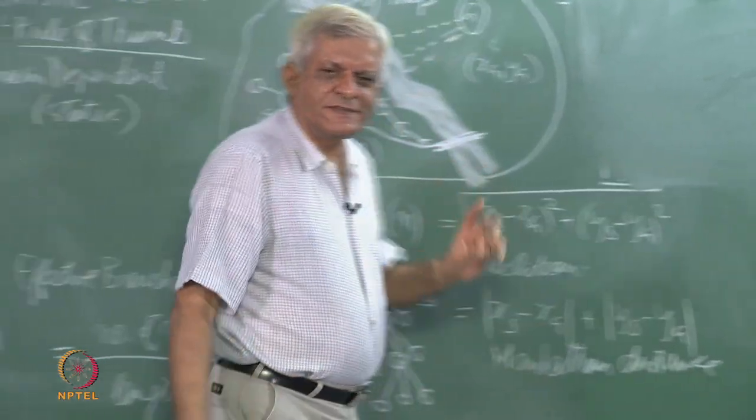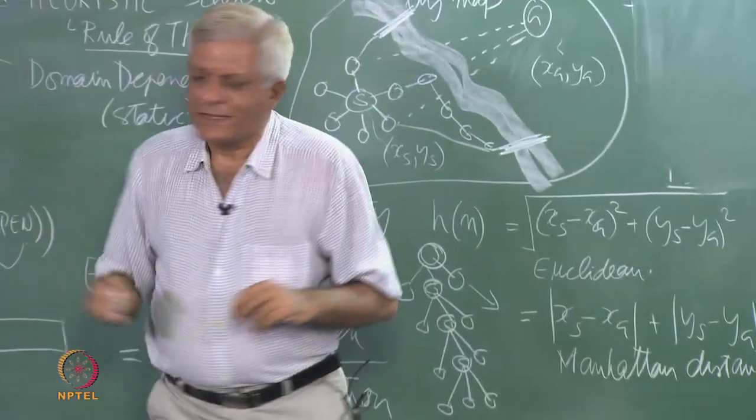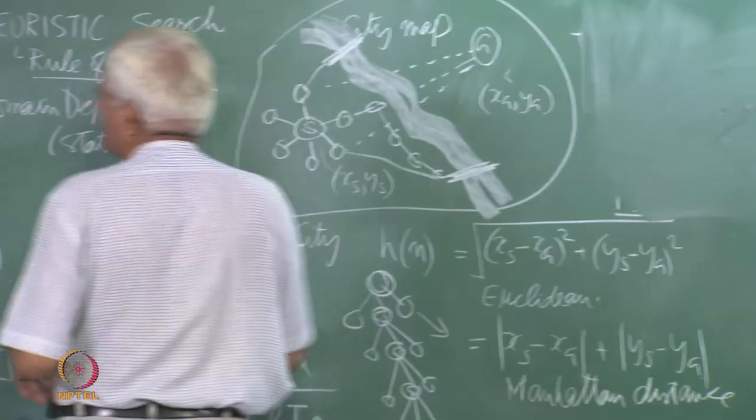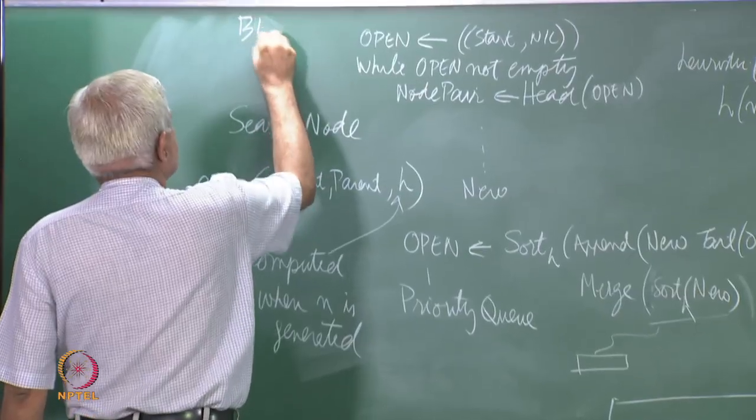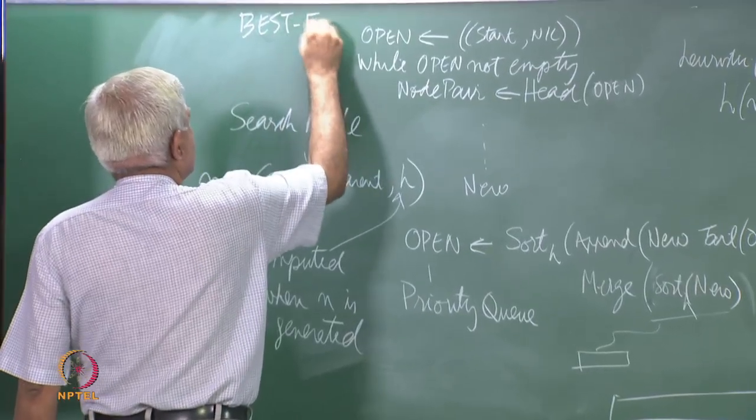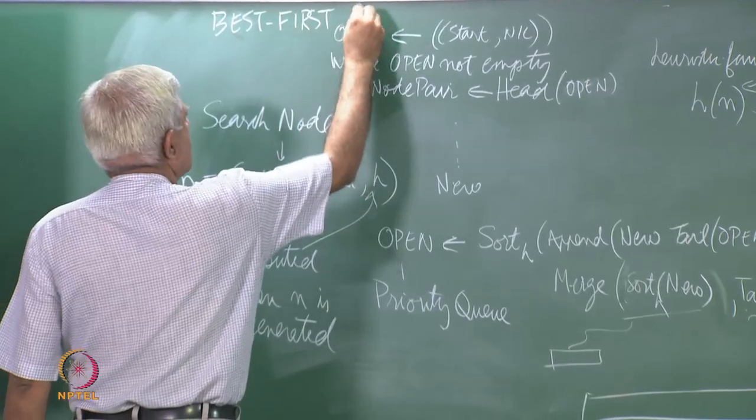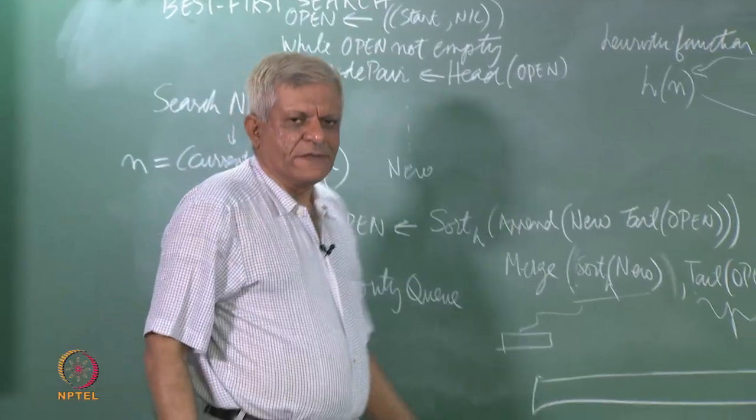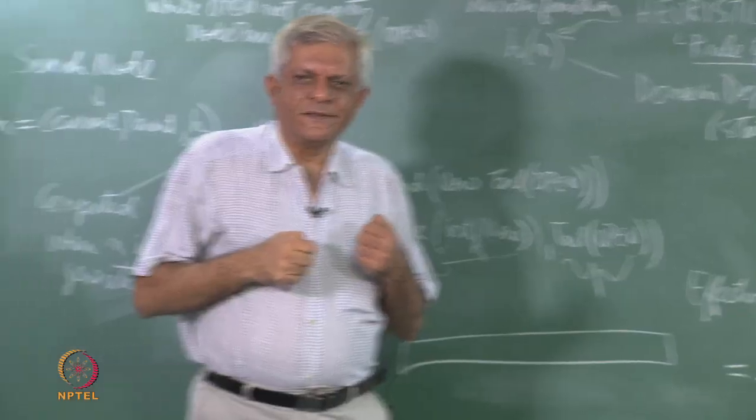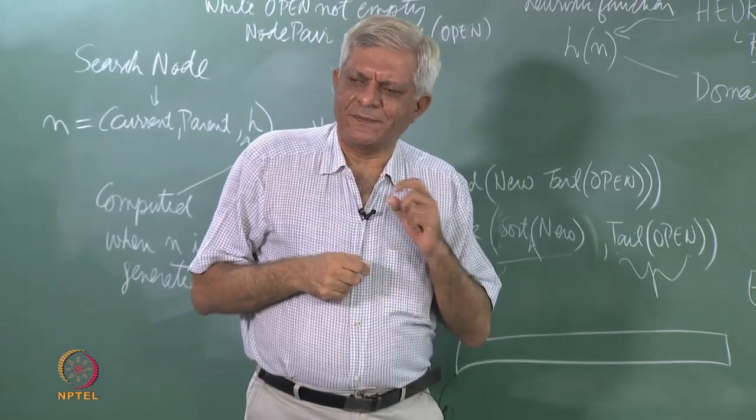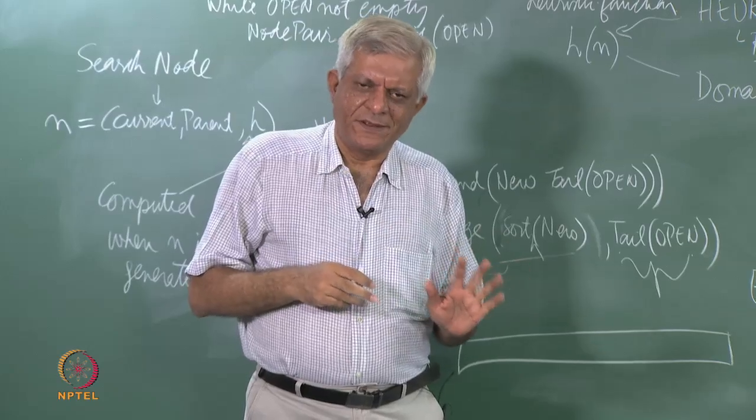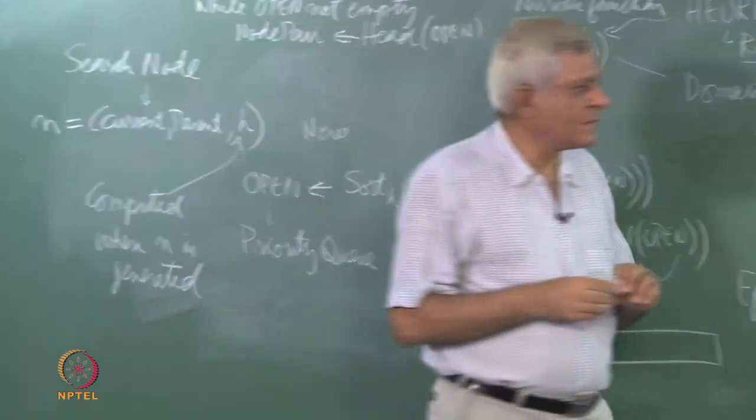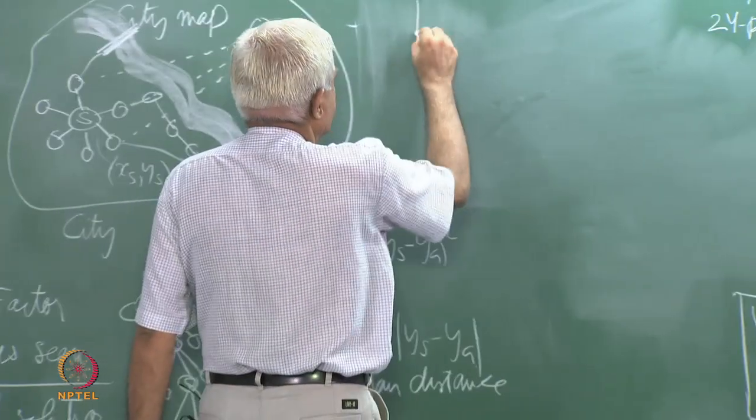Okay. So, let us give this algorithm a name, by the way, we have not given it a name, and this algorithm is called best first. Best first in the sense that of all the nodes in the open, it will pick the best one first, and what do we mean by best? The one with the lowest heuristic value.